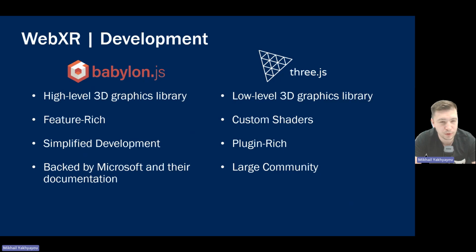Let's compare those libraries. Babylon.js is a high-level 3D graphics library. It is feature-rich, it has simplified development, and it is backed by Microsoft and their documentation. On the other hand, Three.js is a low-level 3D graphics library. It supports custom shaders. You can program your beautiful, detailed graphics. It is plugin-rich, and it has a large community.